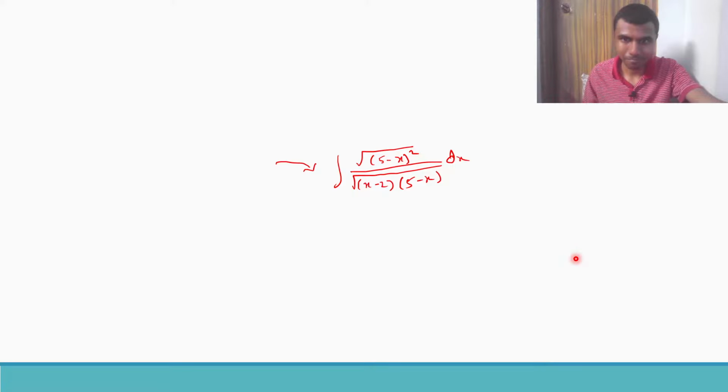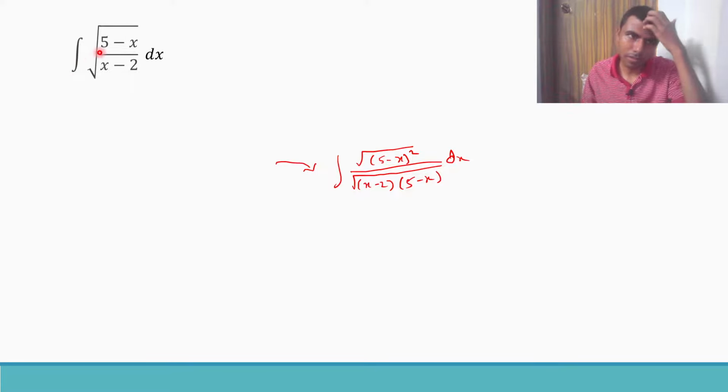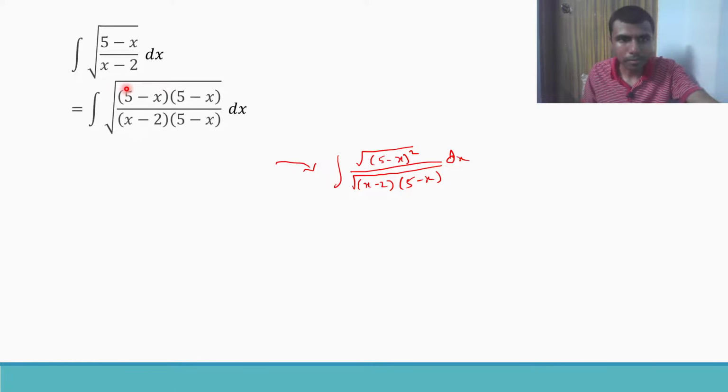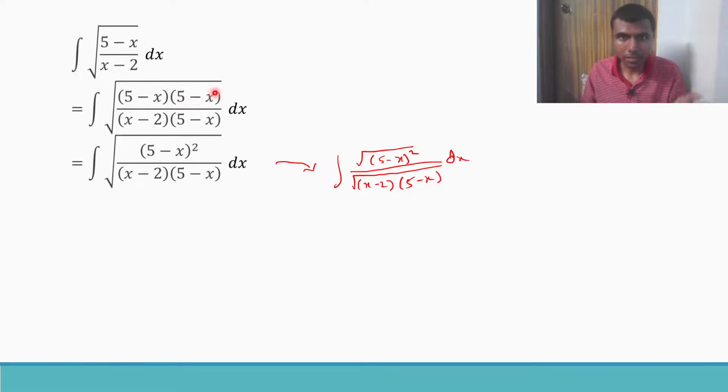This step I'll explain. I just wrote it. See, under root 5 minus x by x minus 2. Now see, what I'm going to do is, first I'm going to multiply and divide by 5 minus x inside the square root.